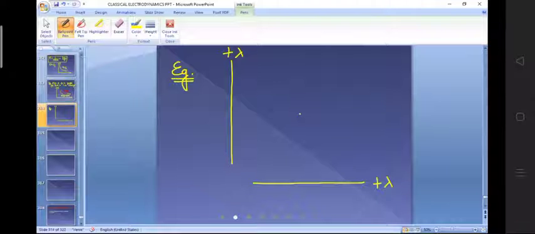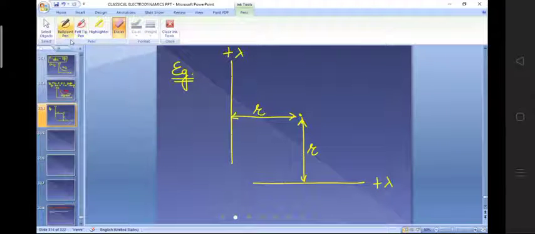Now here we have a point, the point of interest, at a distance of R from this line charge and a distance of R from this line charge as well. The question is: calculate the electrostatic field at the point P. You're supposed to calculate what? The electrostatic field at point P. So let's calculate it.